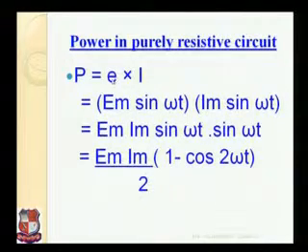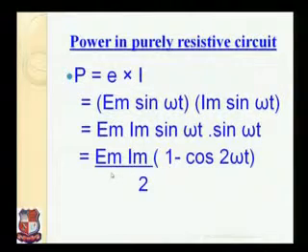Now the equation of voltage is equal to Em sin omega t, and the equation of current in a purely resistive circuit is Im sin omega t. So P is equal to E into I. This is for a resistive circuit. So your equation is like this: Em Im sin omega t into sin omega t. It means sin square omega t. Now sin square omega t is equal to 1 minus cos 2 omega t by 2.